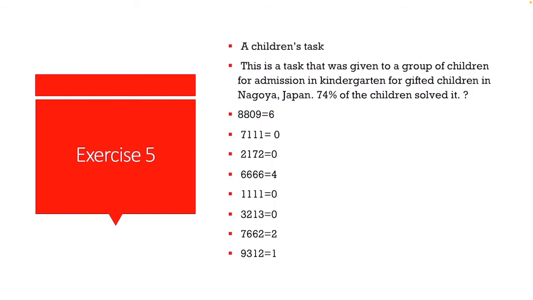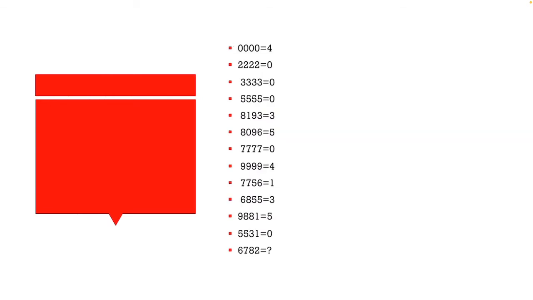8809 is equal to 6, 7111 is equal to 0, 2172 is equal to 0, 6666 is equal to 4, 1111 is equal to 0, 3213 is equal to 0, 7662 is equal to 2, 9312 is equal to 1, 0000 is equal to 4, 2222 is equal to 0, 3333 is equal to 0, 5555 is equal to 0, 8193 is equal to 3, 8096 is equal to 5, 7777 is equal to 0, 9999 is equal to 4, 7756 is equal to 1, 6855 is equal to 3, 9881 is equal to 5, 5531 is equal to 0, then 6782 is equal to question mark.